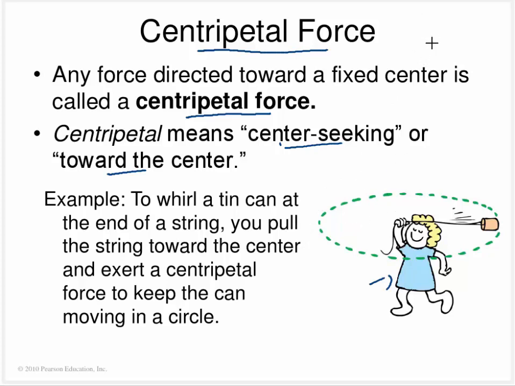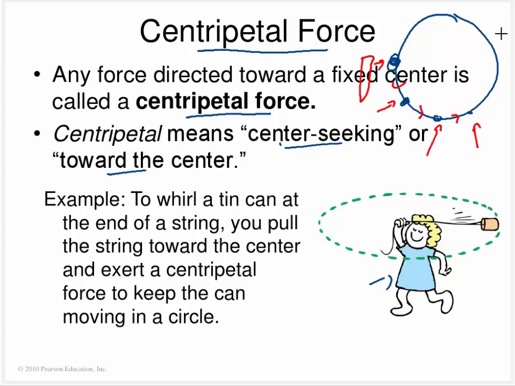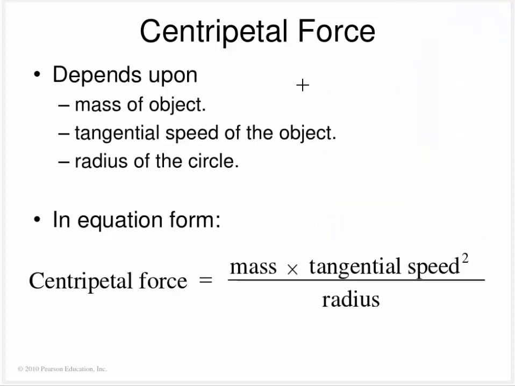If I were to look at this from above, and this is the can at several different points, then if I had a hammer or a bat, as this thing is going around in the circle, I need to hit it right here. I need to hit it inwards. Hit it inwards. So the force has definitely got to be towards the center. There is no force pulling this can outwards.